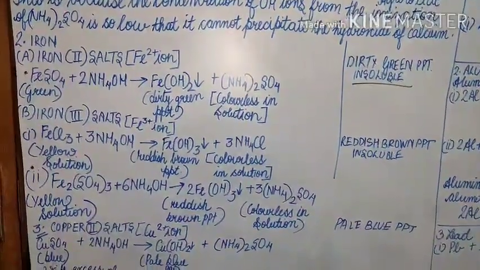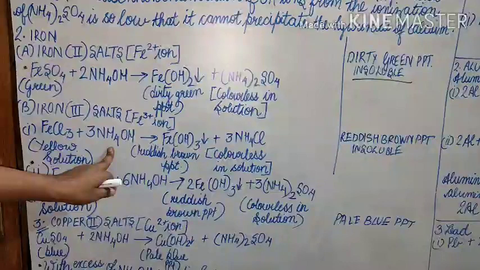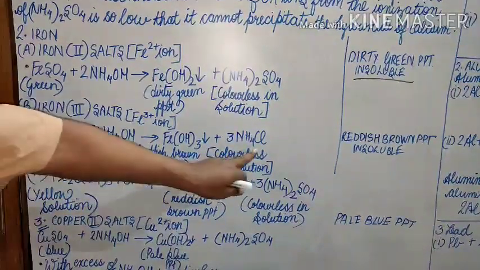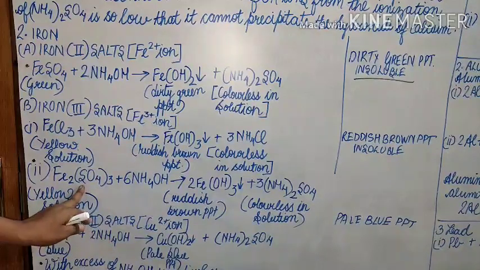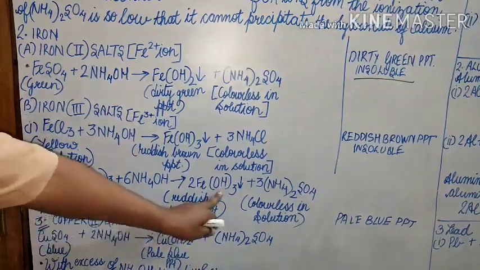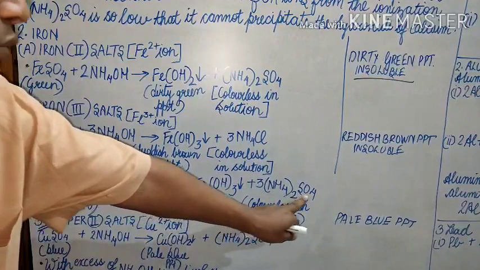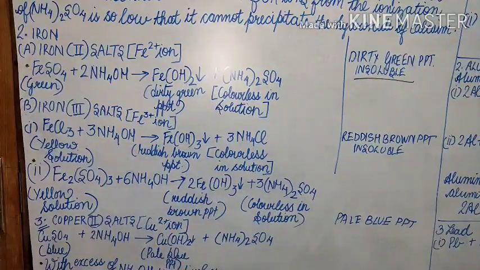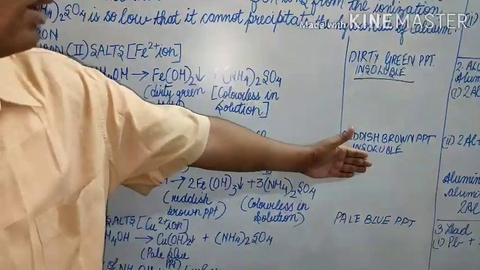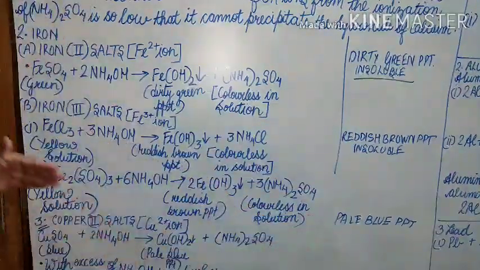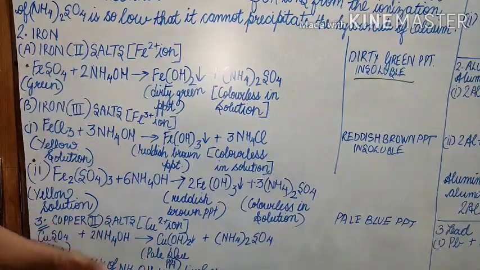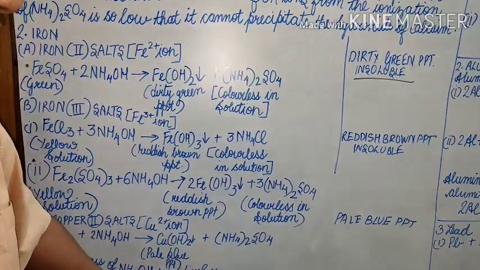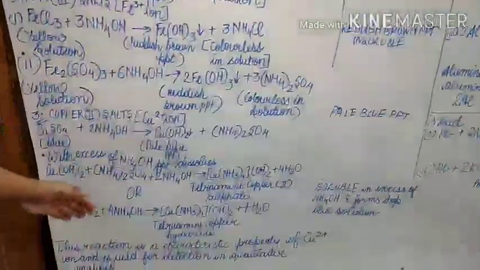Suppose here we have Fe(OH)3 plus NH4Cl, and here we have Fe2(SO4)3 plus NH4OH giving Fe(OH)3 plus 3(NH4)2SO4. This way you get the reddish brown precipitate. Now what I was trying to explain you can observe in this one, because these are the simple ones.